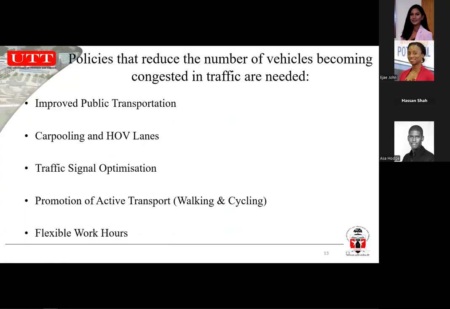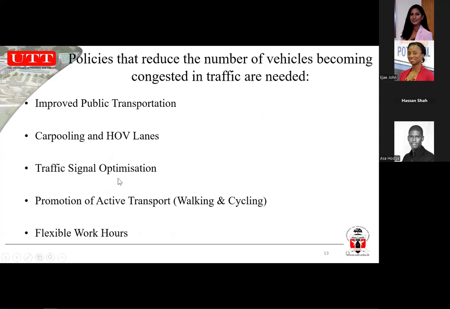So policies that reduce the number of vehicles becoming congested in traffic are needed. So this low lambda can represent improved public transportation. Countries in the Caribbean, such as Jamaica and Barbados, have implemented improved public transportation, that is, making it more accessible, more affordable, and more reliable to the public.